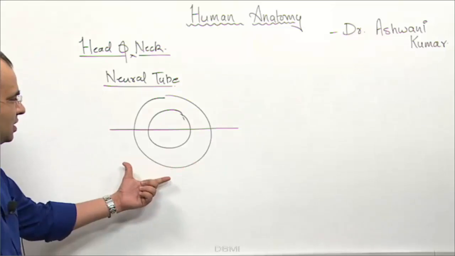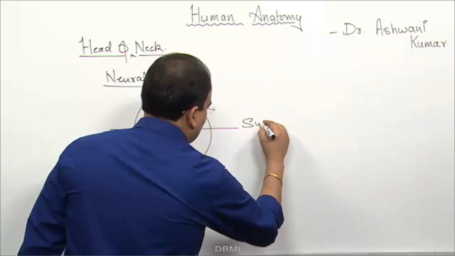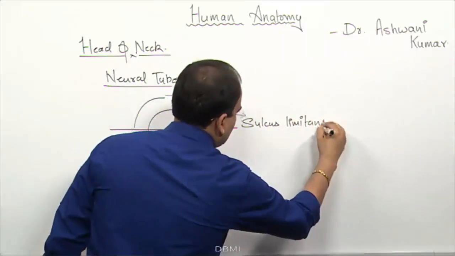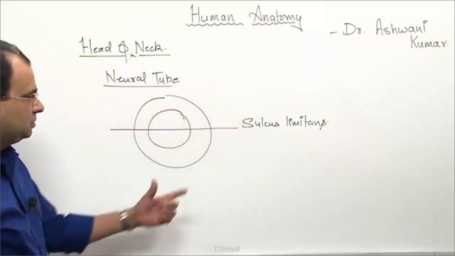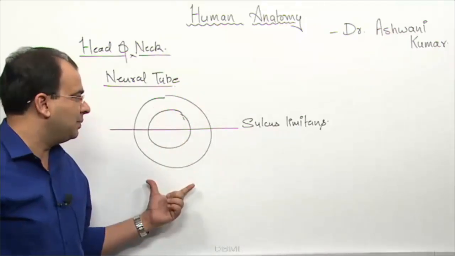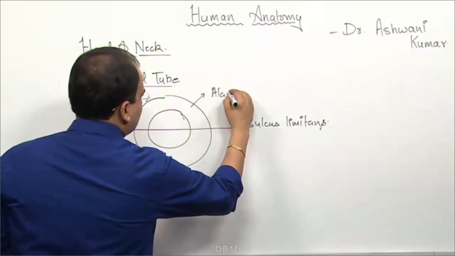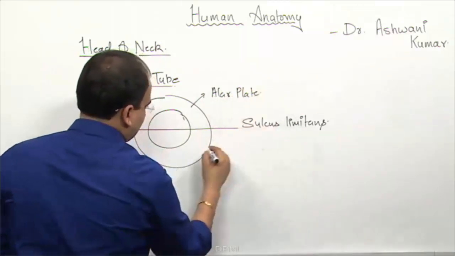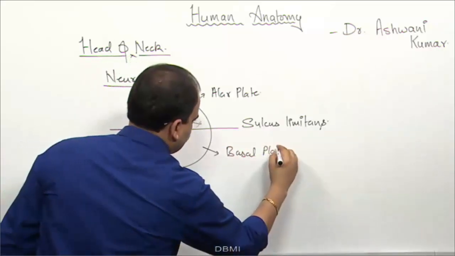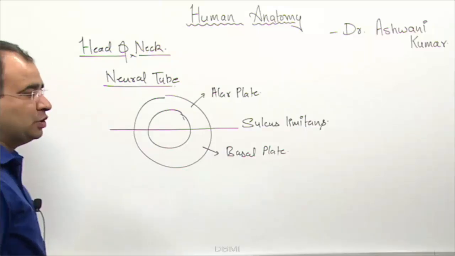Now let us say you are looking at this neural tube here, and I have divided this neural tube by a primitive sulcus called the sulcus limitans. This is called the sulcus limitans, which is dividing the neural tube in two parts. This portion is called the alar plate, and this one is called the basal plate. So we have the alar plate and the basal plate part of the neural tube.